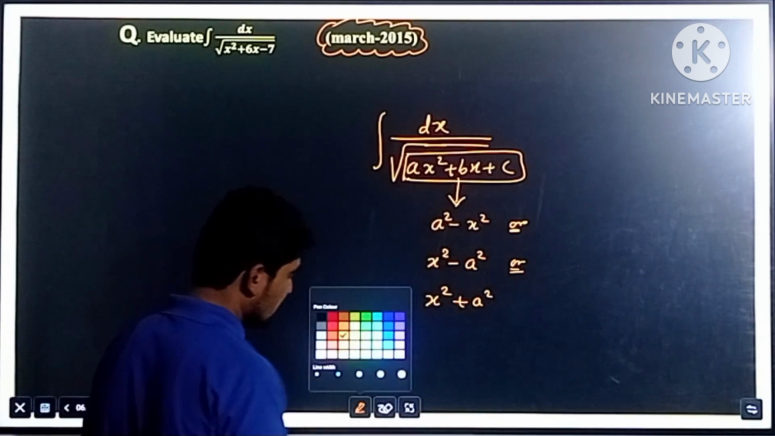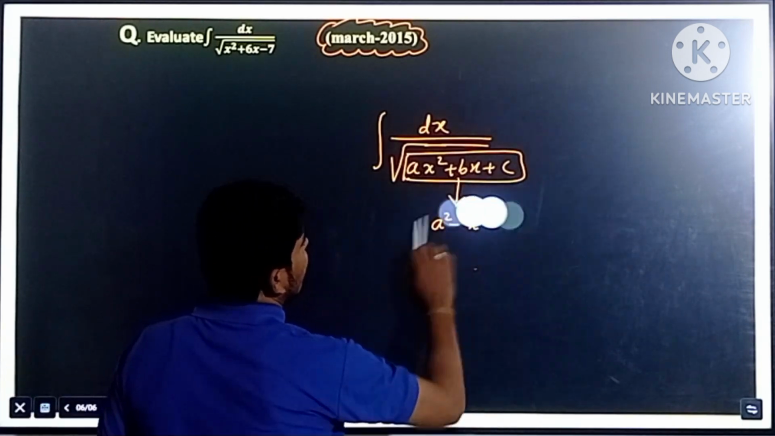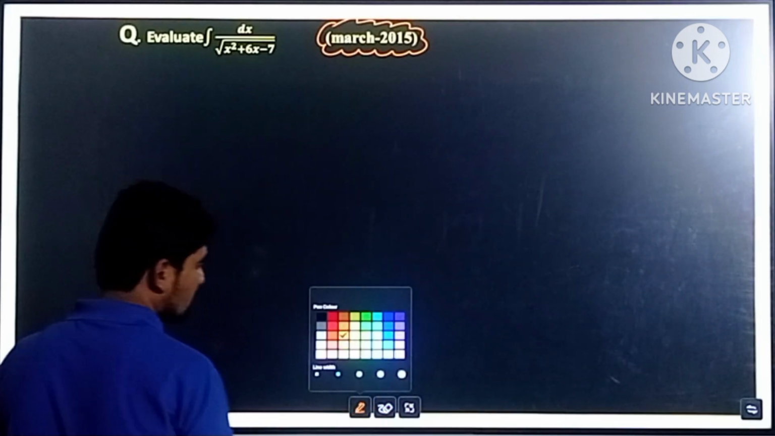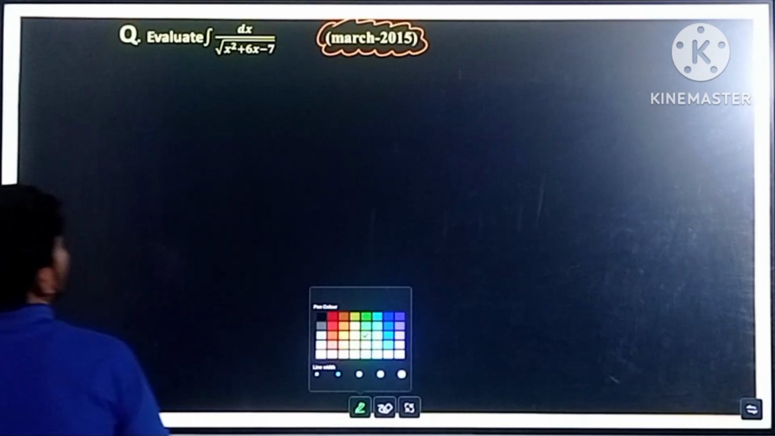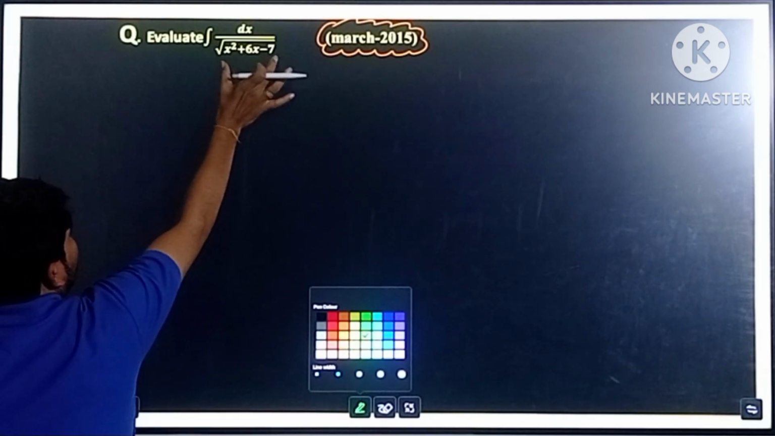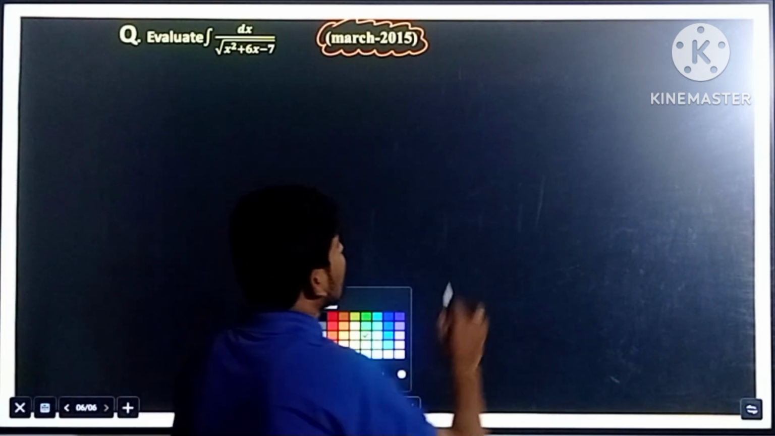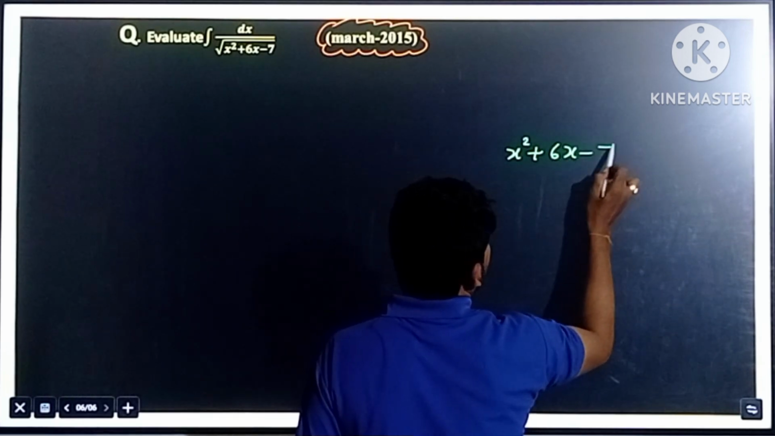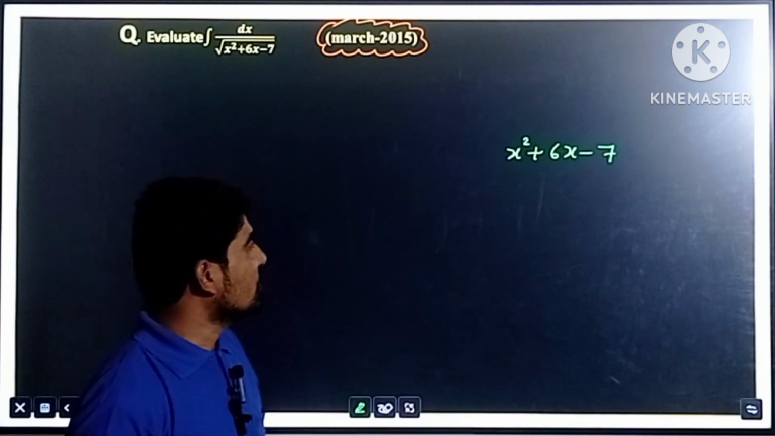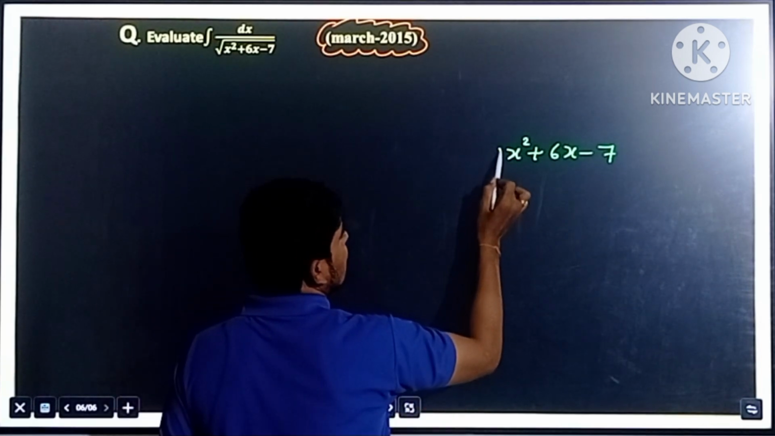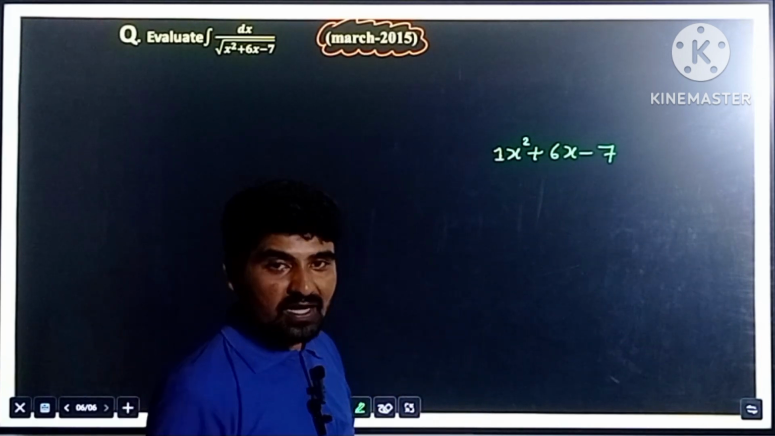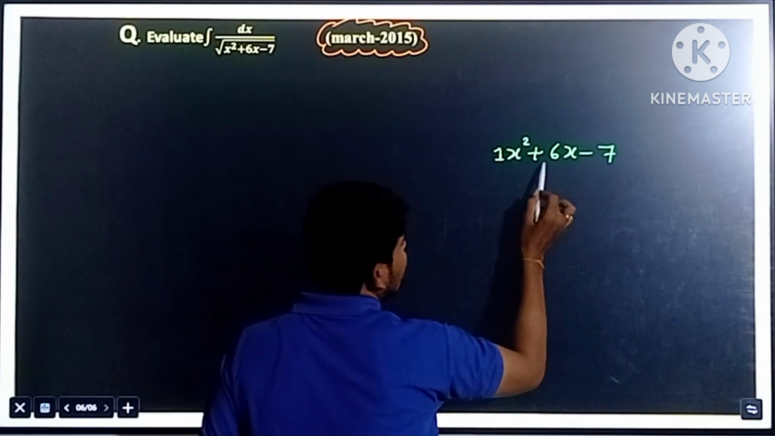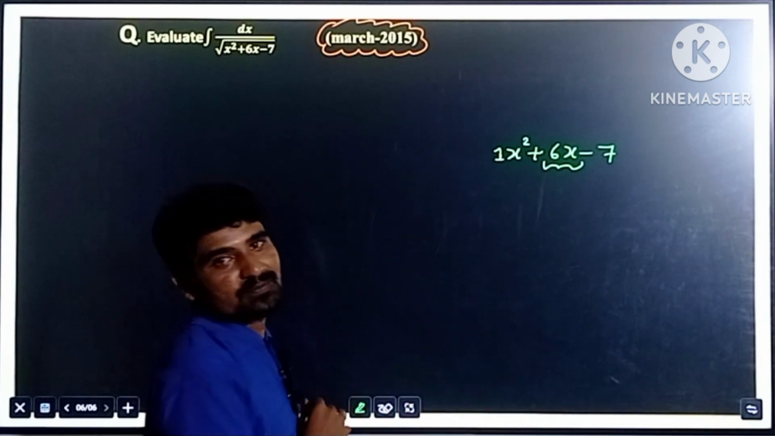First step, see here. Already I discussed how to use the completing the square method. So what is the quadratic expression here? X square plus 6x minus 7. See here, x square plus 6x minus 7. So here the coefficient of x square is 1, so no need to make it 1. Then what is the coefficient of x? Coefficient of x is 6.